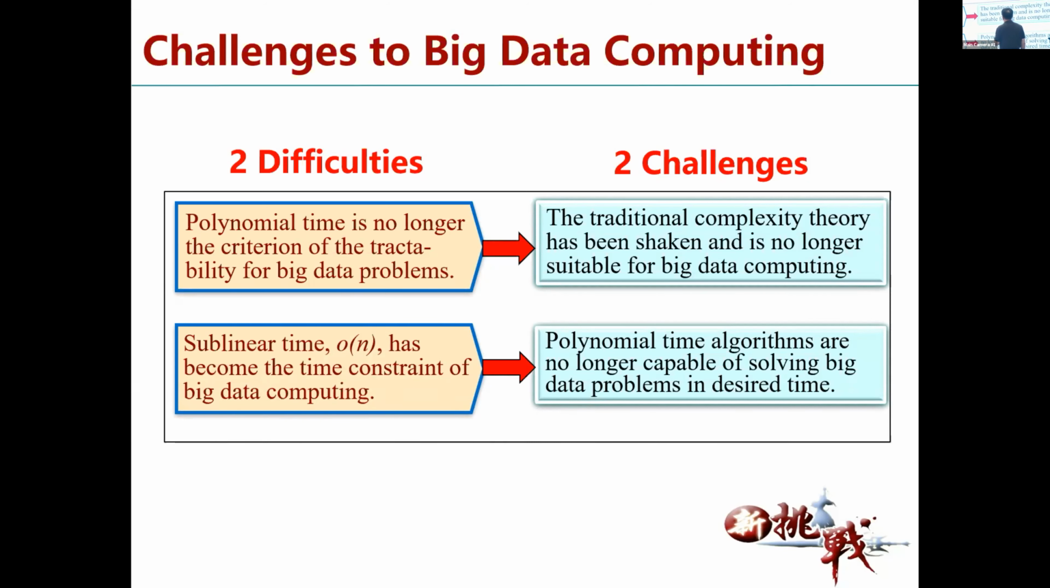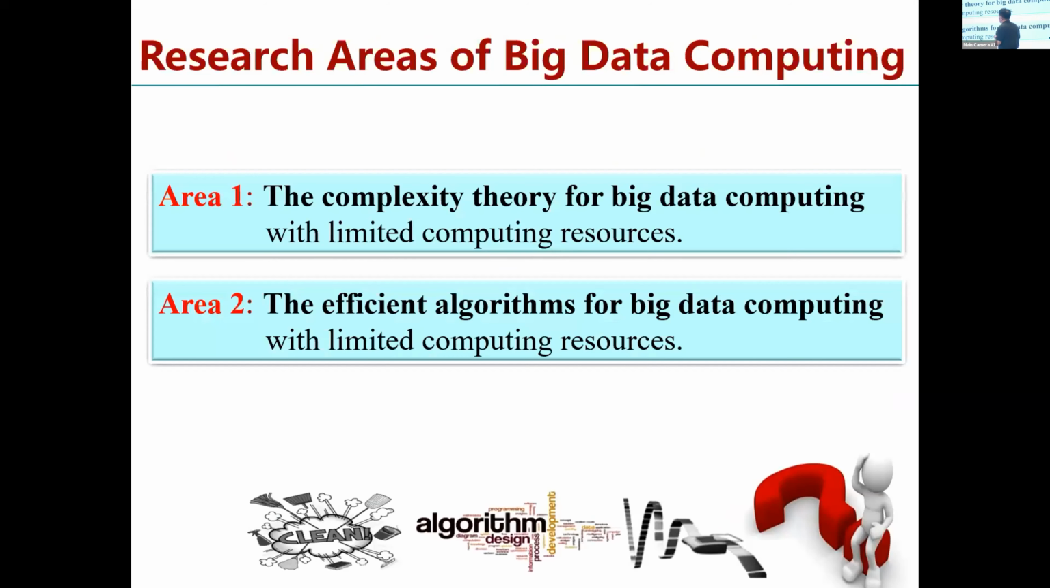So the two challenges tell us there are two research areas about big data. Area one is the complexity theory for big data computing. Area two is the efficient algorithm for big data computing.